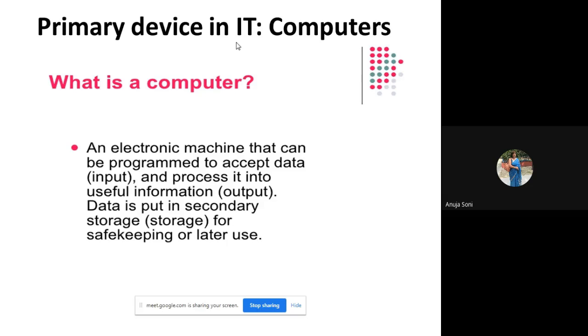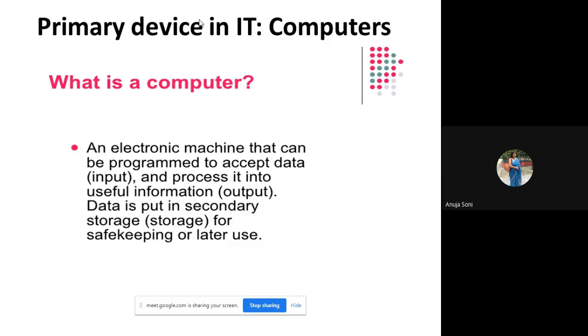What is the definition of a computer? I think most of you have already taken computer science as an elective paper in your 12th, and you would have a basic idea of a computer. Still, we'll start from the very inception with the definition of a computer.